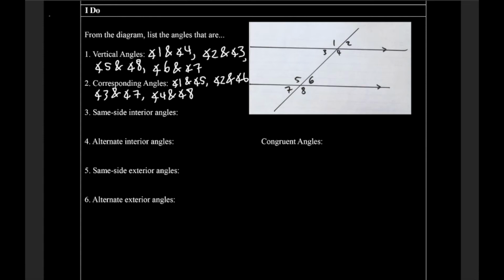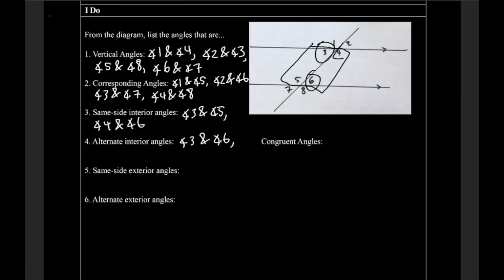Okay, same side interior. So let's see what's inside and are the same. Well, here's a side. Those are inside, so 3 and 5. Angle 3 and angle 5. The other insides, we have 4 and 6. So we got angle 4 and angle 6. Now, alternate interior angles. Alternate means different sides. So the interior, we're still looking at the interior angles. So only these 4. So of those, which ones are on opposite sides? Well, we have 3 and 6. And then we also have 4 and 5.